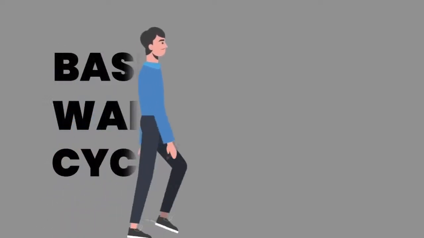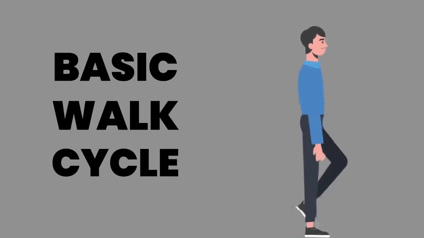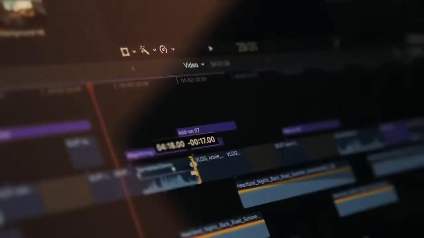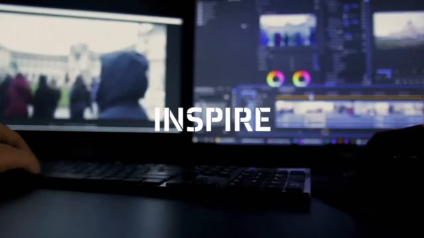Here you need to name your file and define the location. Select the preset and format. Now at the right bottom, click on Send to Media Encoder.